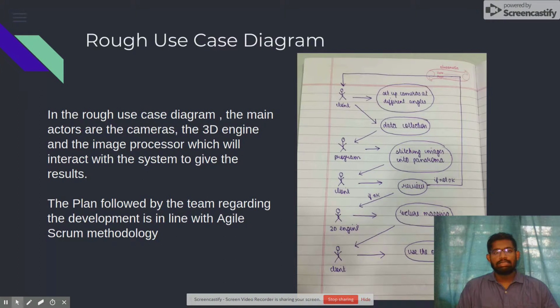This is the use case diagram. In this use case diagram, the main actors are the cameras, the 3D engines, and the image processor, which will interact with the system to give us the results.